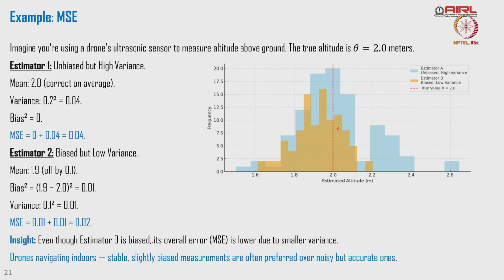Even though estimator B, or estimator 2, is biased, its overall mean square error is lower due to smaller variance. So even if an estimator is unbiased but has a high variance, it is not suitable. That is the message I wanted to bring in. Even if the estimator is biased, if it has a low variance, it is preferred. So we look for estimators which give you a low variance. It is very critical. Low variance and low bias is preferable.